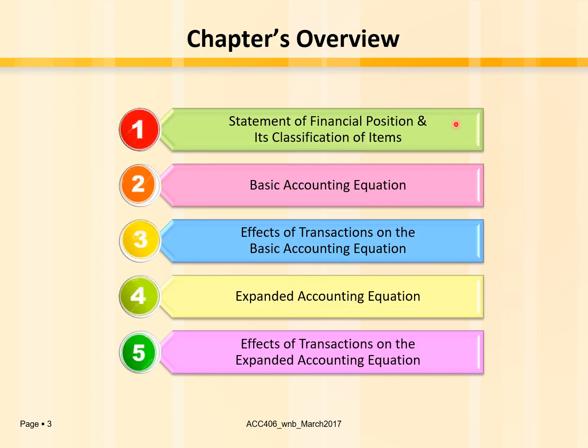So we have 5 things to be covered in the lecture today. So first one, we are going to look at the statement of financial position and the classification of each item inside the statement of financial position. Next, we're going to look at the basic accounting equation. Third one adalah the effect of the transaction on the basic accounting equation. And then the fourth one adalah the expanded accounting equation. The last one adalah effect of the transaction on the expanded accounting equation. So no worries if you think everything here looks very difficult, but we are going to go for it step by step. Okay, so let's move on.